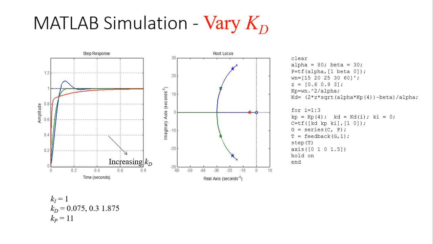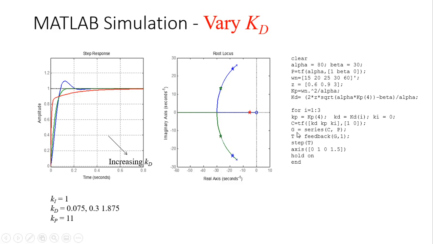So I looked at the root locus. Root locus is really probably the best way to tell what happened to my roots. So look at this. These are my roots when the Kd equals the first value, 0.075. And then when you increase Kd, what happened? It brought down the roots this way, right?